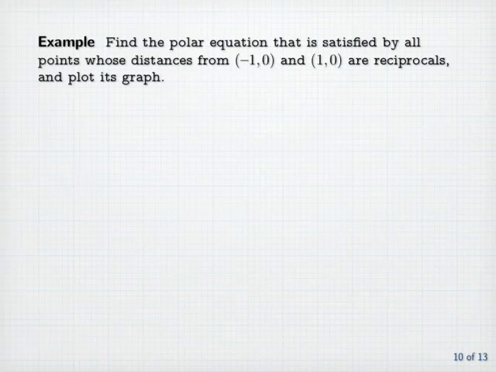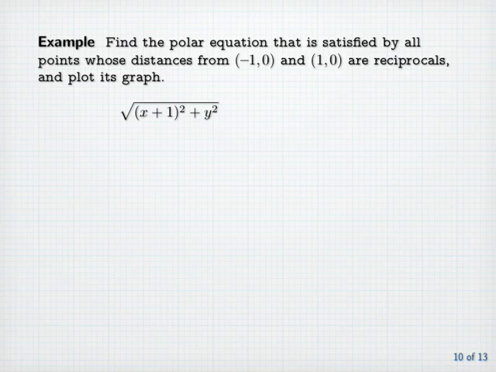Example: find the polar equation that is satisfied by all points whose distances from (-1, 0) and (1, 0) are reciprocals, and plot its graph. We'll start with the equation in rectangular coordinates. The distance from (x, y) to (-1, 0) is the square root of (x plus 1) squared plus y squared, which we set equal to the reciprocal of the distance from (x, y) to (1, 0), which is 1 over the square root of (x minus 1) squared plus y squared.